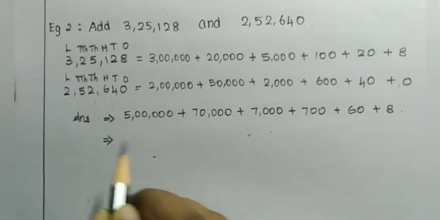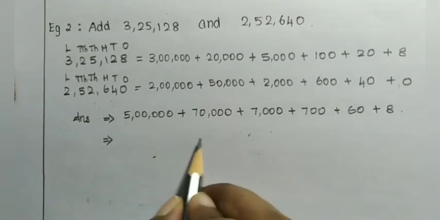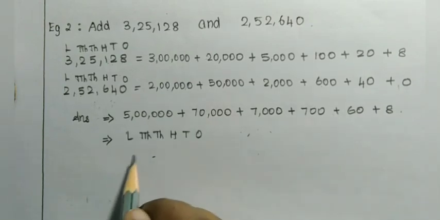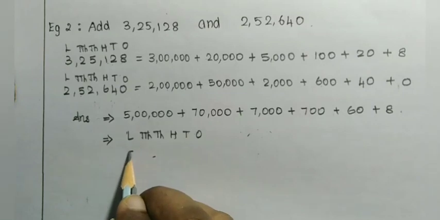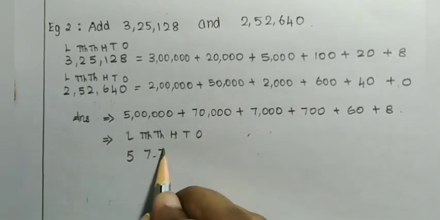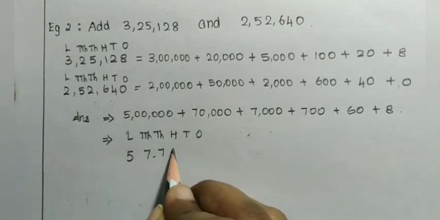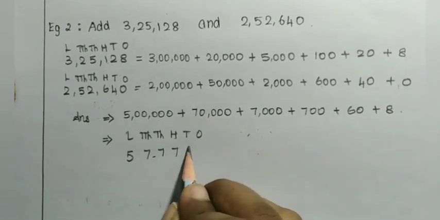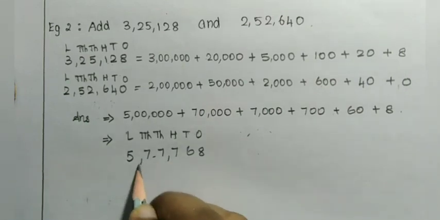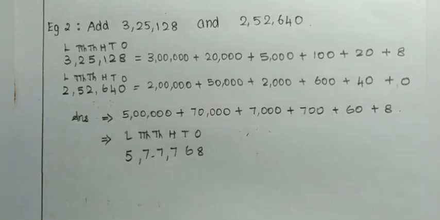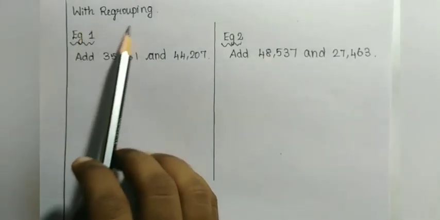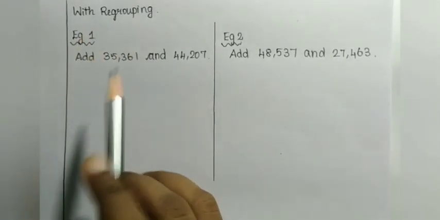Write them in the standard form. To write that, first write the place values. Now you can fill the answers. So 5 in lakhs position, 7 in 10,000s position, 7 in thousands position, again a 7 in hundreds, 6 in tens, 8 in ones. So the answer is 5,77,768. To add the numbers by the method of regrouping, let us write the numbers in columns first.